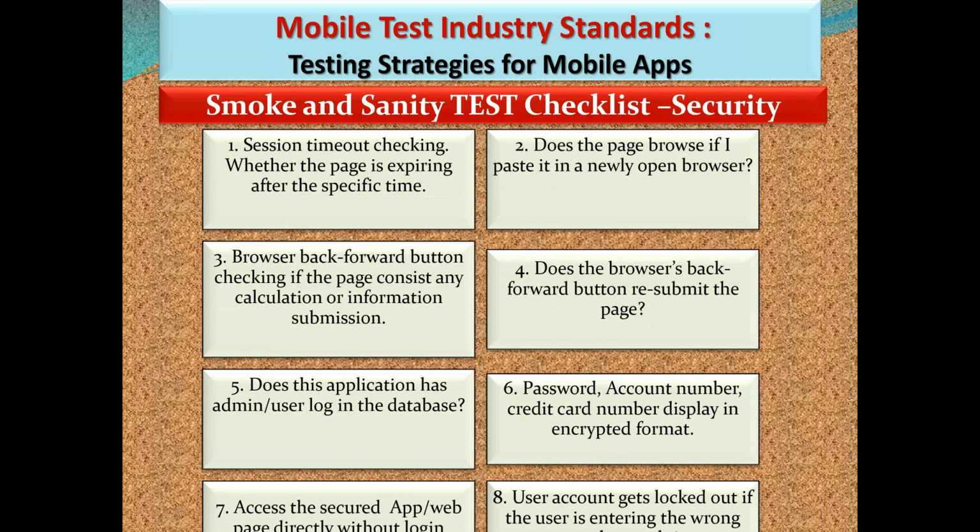Browser back and forward buttons: checking if the page contains any calculation or information submission. Same thing, we're talking about banking. You would not be able to use, for example, Bank of America, if you're trying to enter something and you're not saving or proceeding without getting a notification. Resubmitting the page, you should not be able to do it. It is a security issue.